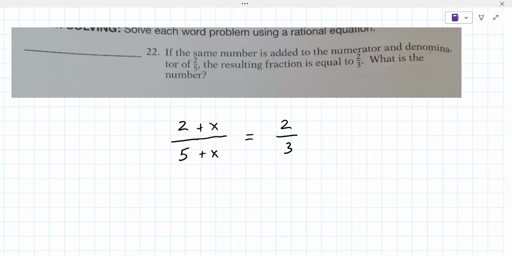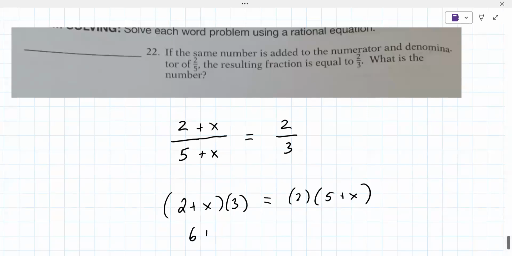So this is a lot like what we were doing in number 19. All right, so in 19, we cross multiplied. If you recall, we took the top left and multiplied by the bottom right, equals 2 times 5 plus x. So we have 6 plus 3x equals 10 plus 2x, like that.